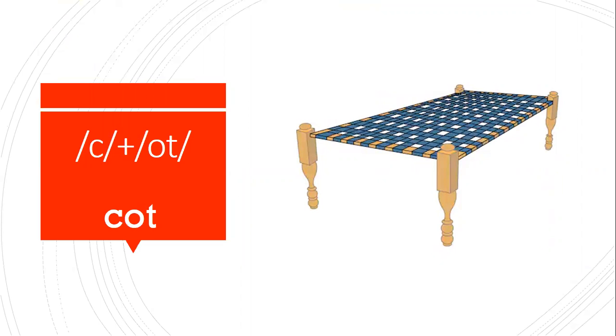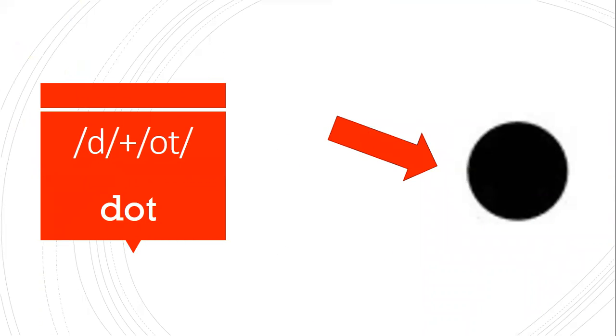Ka-ot, caught. And what is this? This is a caught. The ot dot. What is this? This is a dot.